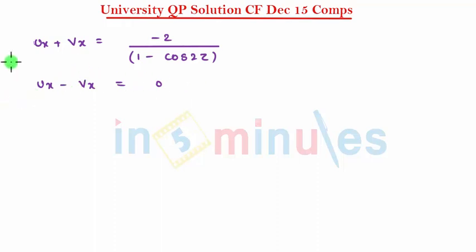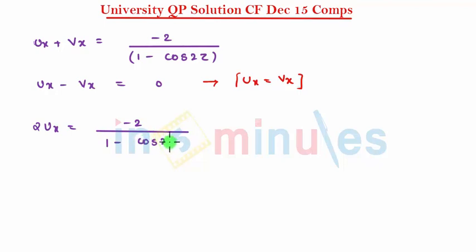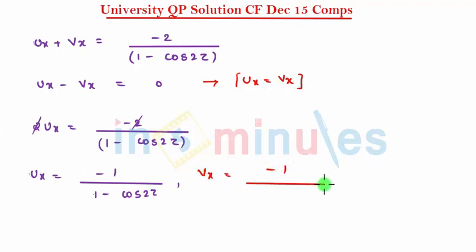Let's add it. One more thing, from this equation you get ux is equal to vx, just for future reference, remember this. And now after adding I can write 2ux is equal to minus 2 divided by 1 minus cos 2z, because I added it, this gets cancelled, and 2 and 2 get cancelled, I get ux to be minus 1 divided by 1 minus cos 2z. Similarly I can write vx as minus 1 divided by 1 minus cos 2z.